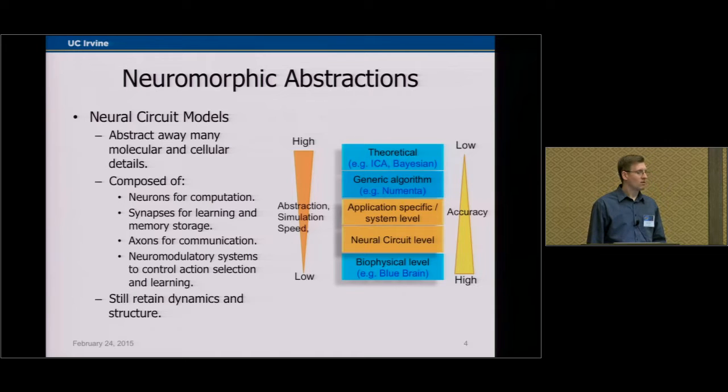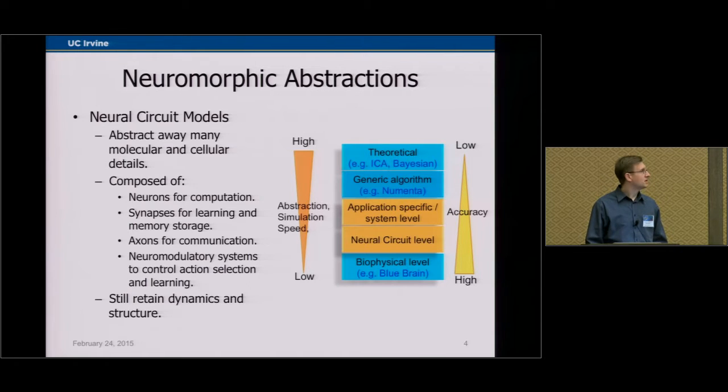Okay, so that means we're talking about point neurons, although eventually I'd like to get phenomenological descriptions of dendritic computation in there as well. But right now we just have point neurons, and they have synapses for learning and memory storage. We have axon delays for communication, and we have neuromodulatory systems at play as well. The important point is they still retain dynamics and structure of these.